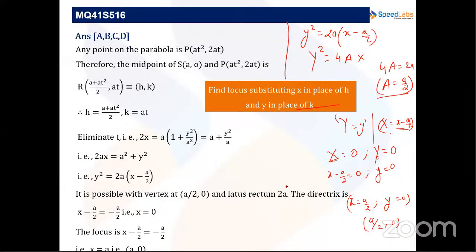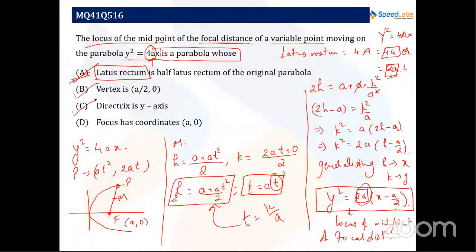Now going to talk about the directrix. For this parabola, the equation of the directrix is X equals to minus A. So X is x minus a by 2 and minus capital A is also a by 2. So we will get x equals to 0. X equals to 0 is the equation of the y-axis. So the third option is correct.